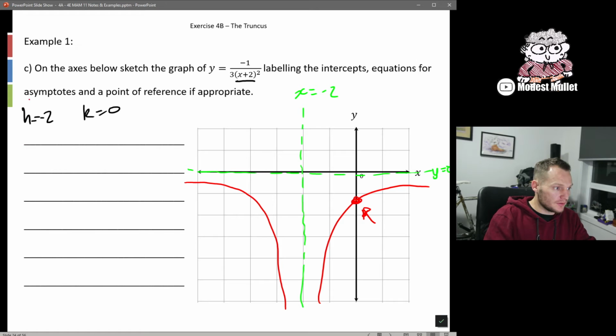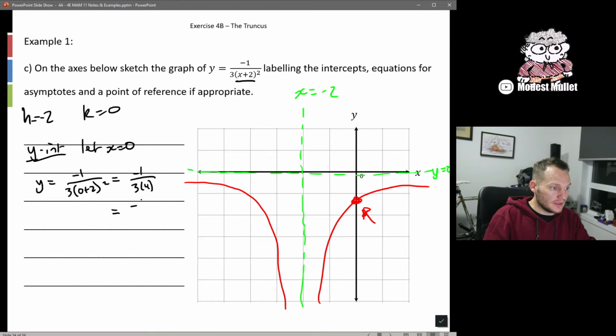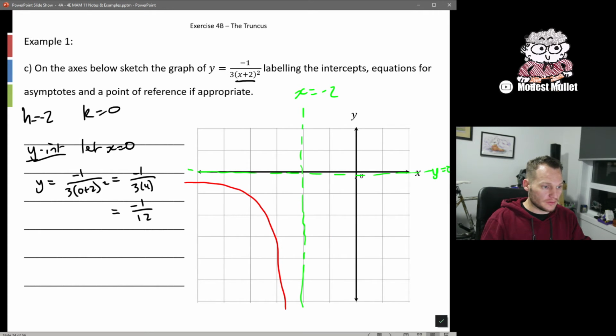So for the y-intercept, we let x equal to 0, so we get y is equal to -1 on 3 times (0 plus 2) all squared, which is equal to -1 on 3 times 4. So we get -1 on 12. So that's a pretty small number. So that is going to be really close to the axis. So let me fix up the asymptote a bit there. We're going to go through about there. That will roughly do for scale. So we get (0, -1/12) there.